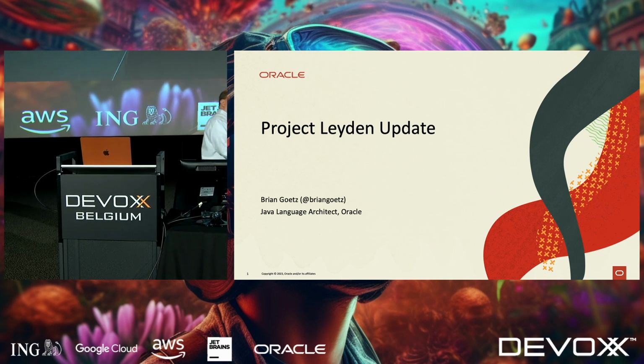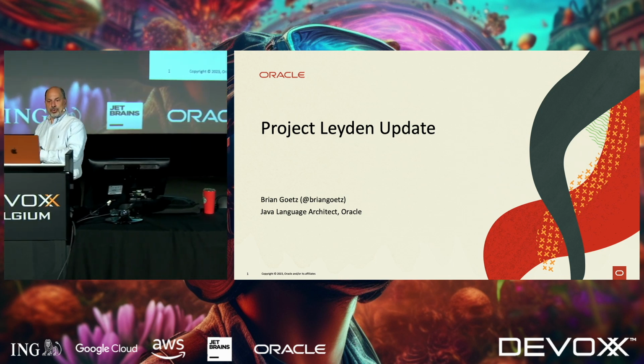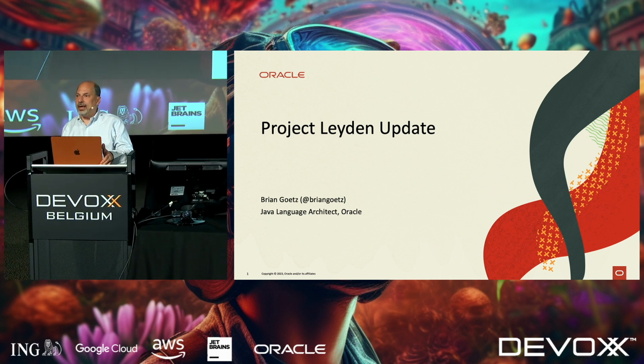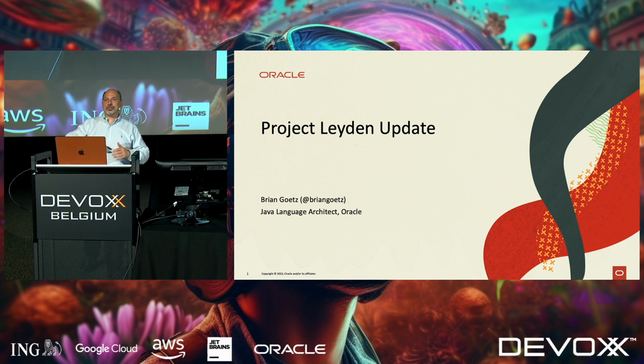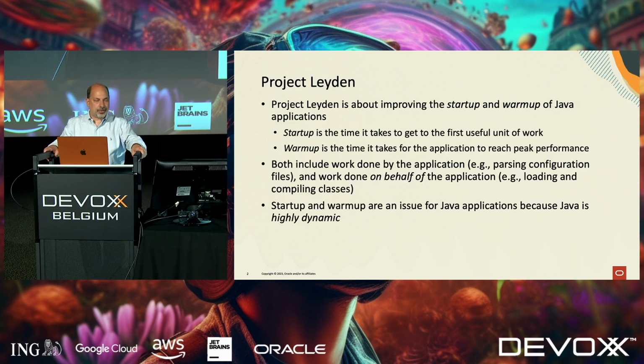Right, welcome everybody. So today I want to talk about one of the newer projects going on in OpenJDK. At the keynote this morning, I showed a long list of projects: Loom, Panama, Valhalla, Babylon, and Leyden is one of the newer projects. We started working on it maybe 6 months ago or so, which is aimed at improving startup and warm-up of Java applications.